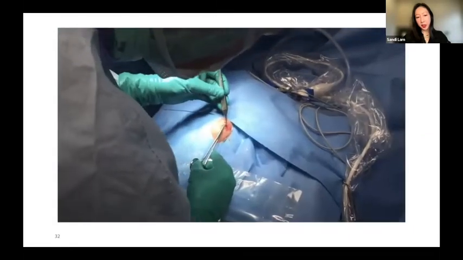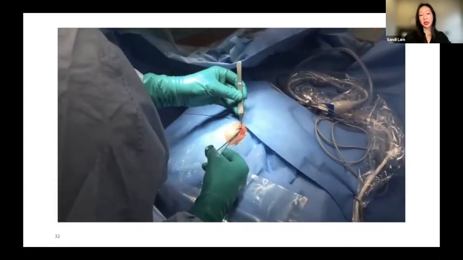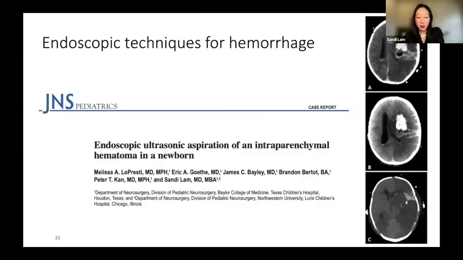a Rickham reservoir or a subgaleal shunt. So I like that technique because when you look at the literature and what it's kind of telling us is that when we intervene late, the outcomes are really not as good as early intervention.